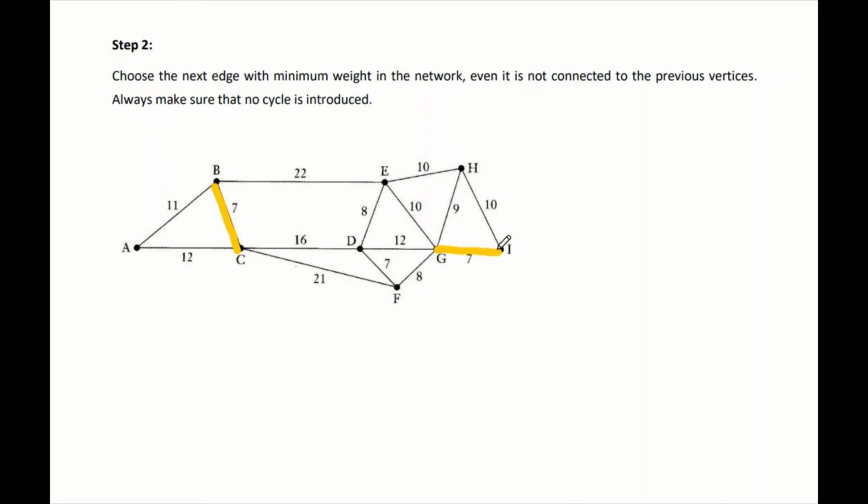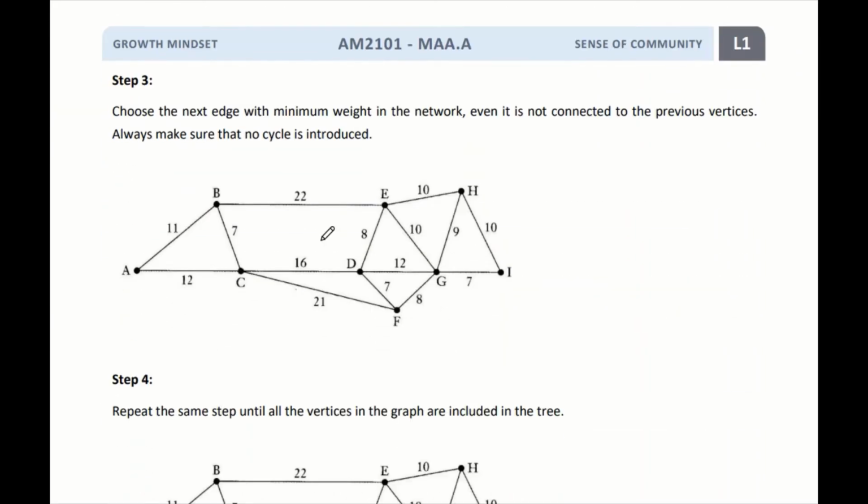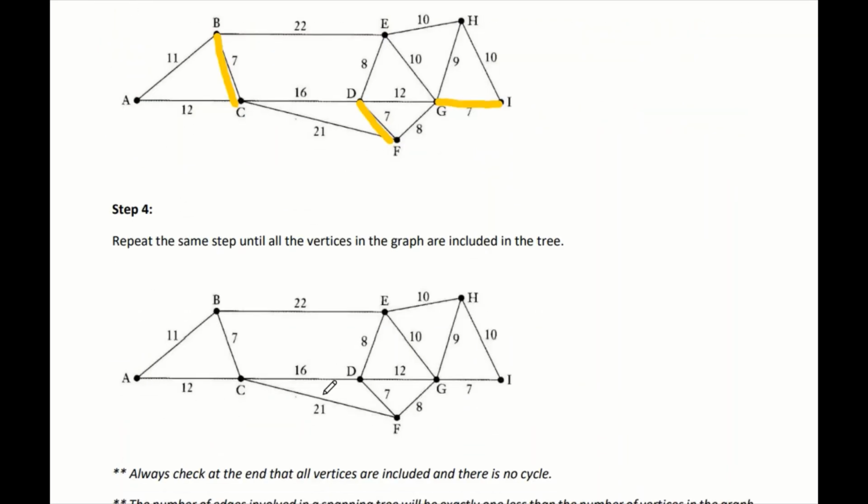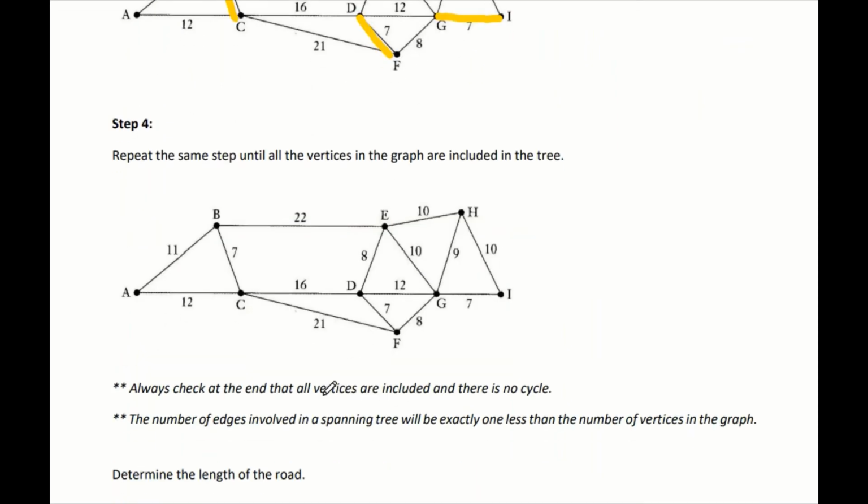Okay, moving forward, I think this one is very easy, so I'm just putting three steps. I have a 7, and then I choose this 7 just now. The next one with the minimum will be the 7 here as well. Step 4, just repeat the same step until all the vertices in the graph are included. So I already drew 7 and I'm going to continue with another 7. Same thing, 7. Next one, which is the shortest?